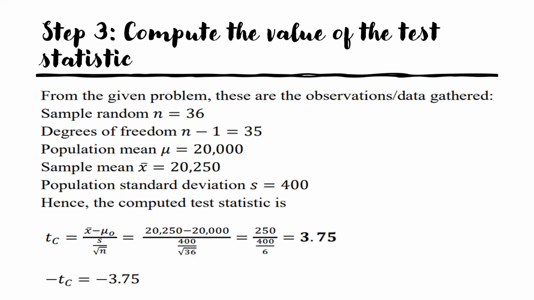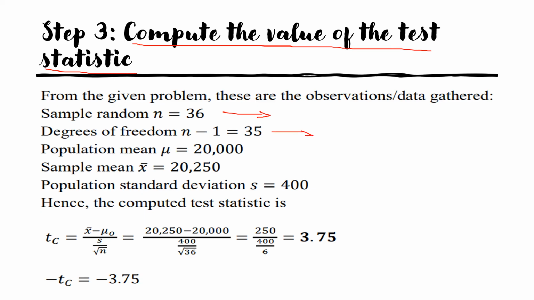For step number 3, we're asked to compute the value of the test statistic. From the given problem, these are the observation data gathered. Your sample size here is equal to 36. That will be considered a large sample because it's greater than or equal to 30. So the degrees of freedom, n minus 1, will be 36 minus 1, which is equal to 35.